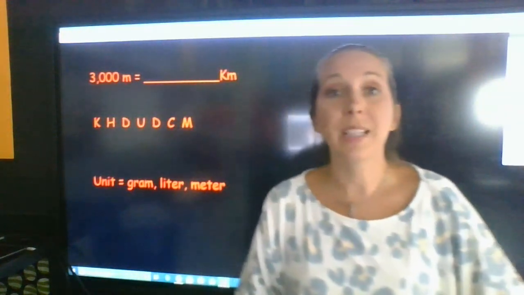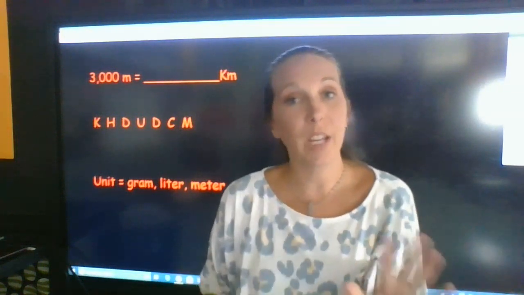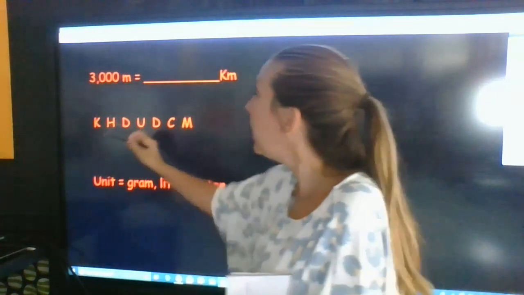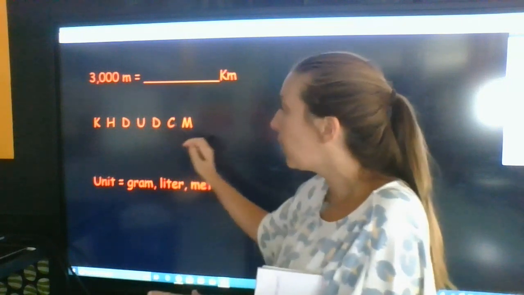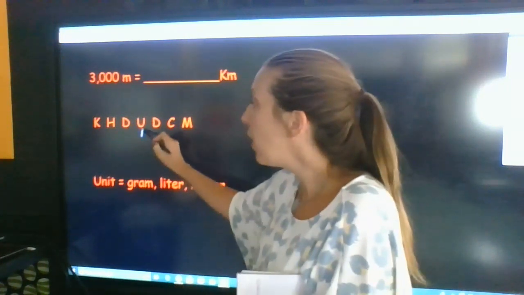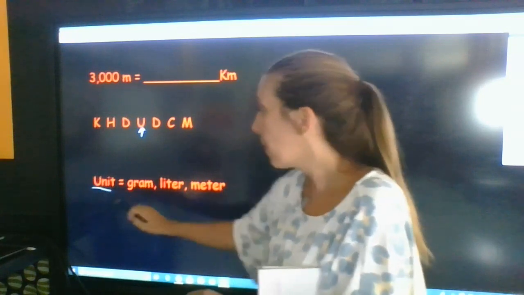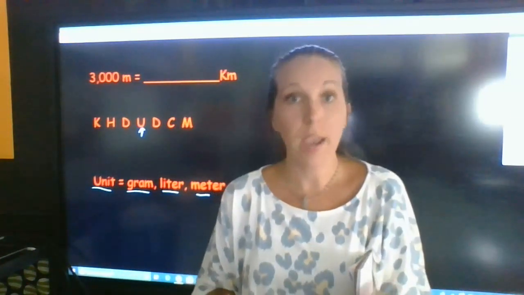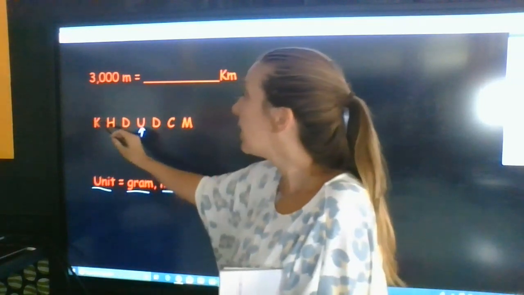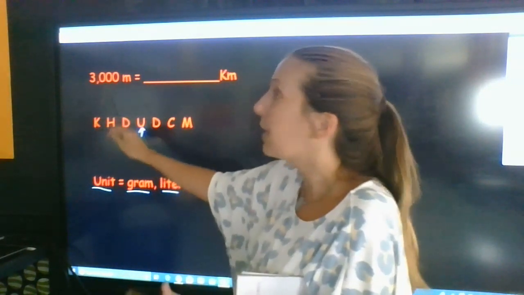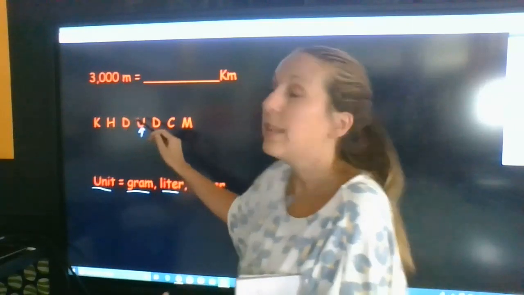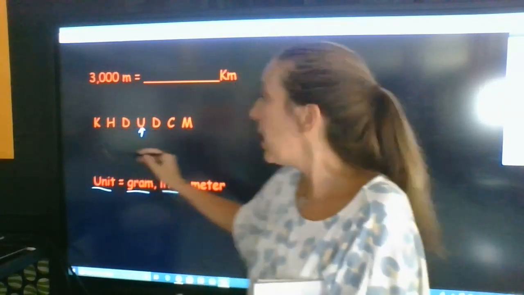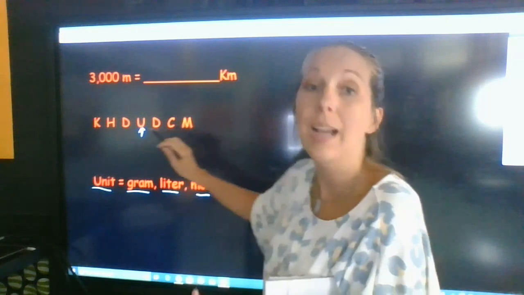Another thing I want to talk about is metric units. Now, we have a little catchphrase that goes with metric units. It says, King Hector died unexpectedly drinking chocolate milk. This U right here is what we call a unit. It is grams, liters, and meters. We think about this as like a root word, okay? Then you have the kilo, hecto, and deca. These are all prefixes. You have deci, centi, and milli. Again, all prefixes that can be added to that unit itself, okay?